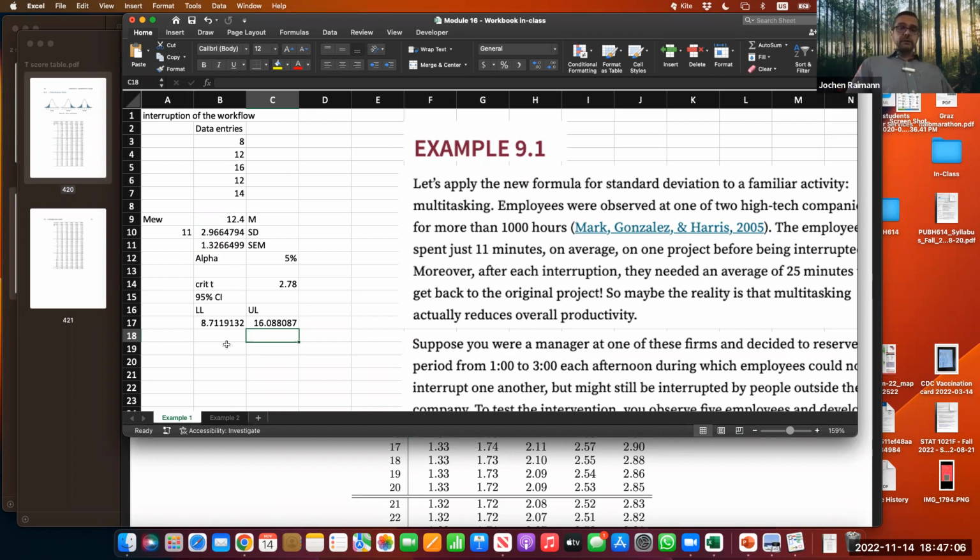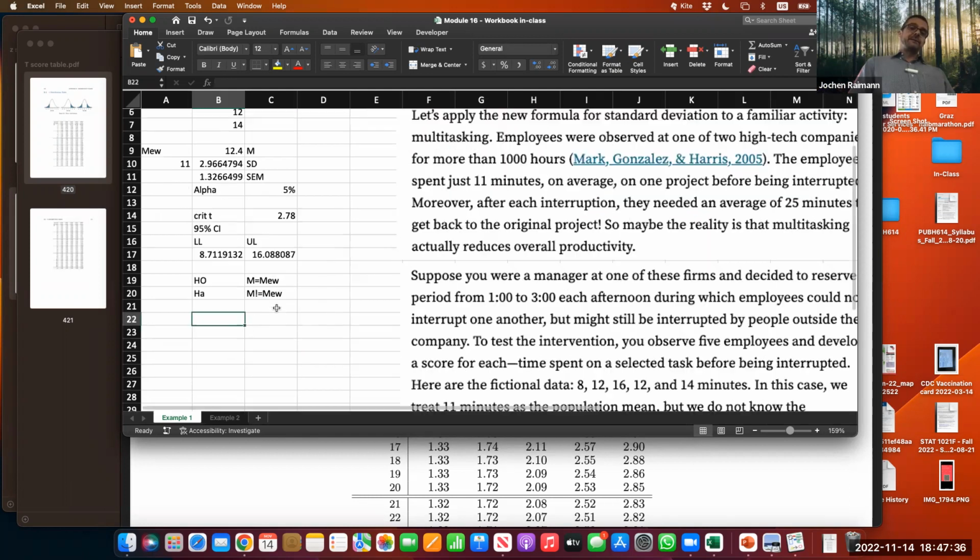If our null hypothesis is M equals mu, and the alternative is M not equal to mu, so are we accepting or rejecting the null hypothesis? Yeah. We're accepting the null hypothesis, correct. Because the T that we will calculate is not exceeding our critical T.